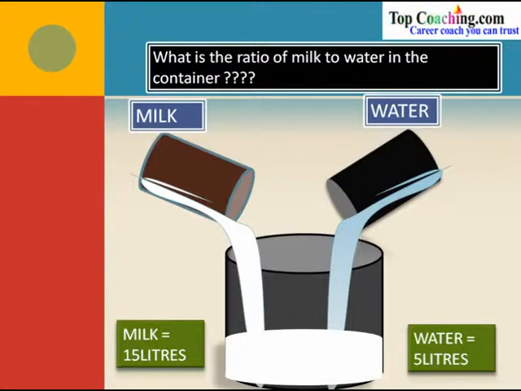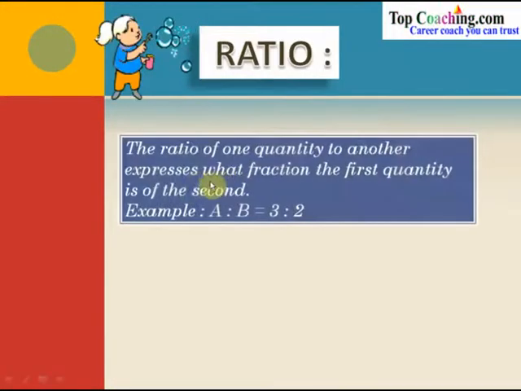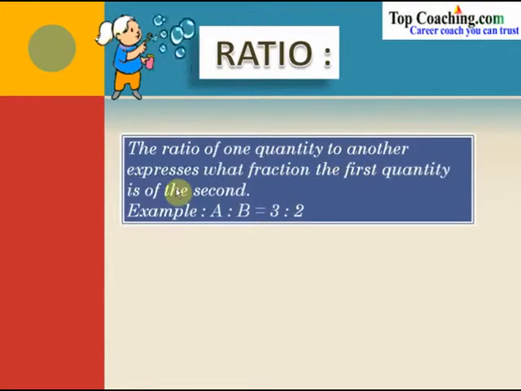Now these are some of the questions that you must have heard so many times in your life. But what exactly is ratio? To answer all these questions, let's try to understand what we mean by ratio. Ratio of one quantity to another expresses what fraction the first quantity is of the second. So ratio is always expressed between two quantities. It cannot be expressed solely in terms of one quantity.